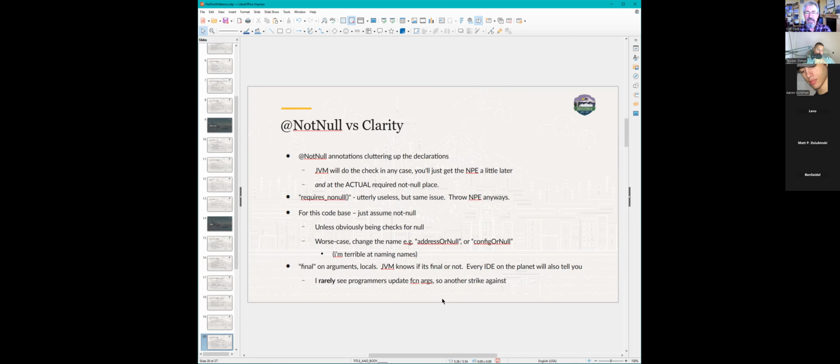It's like these NPEs that you get in these projects, they're really easy to diagnose and debug. It's not a hard problem, but the ability to read and understand the code is a hard problem. And having the not nulls just obliterate the code, blind you in a sea of them, does not help understanding at all. But the number of bugs they actually save, like I said, is tiny, tiny, tiny.